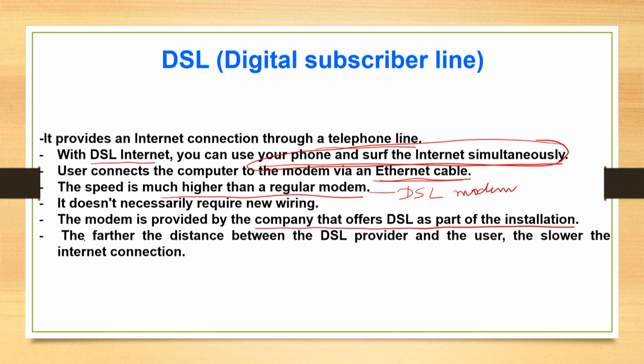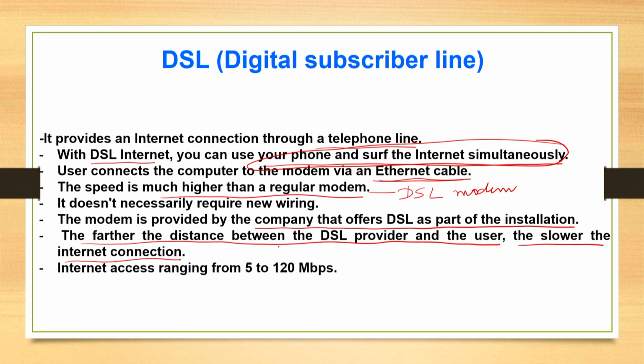The farther the distance between the DSL provider and the user, the slower the internet connection. So, that is the limitation, or you can say disadvantage, of DSL. Internet access ranges from 5 to 120 Mbps.